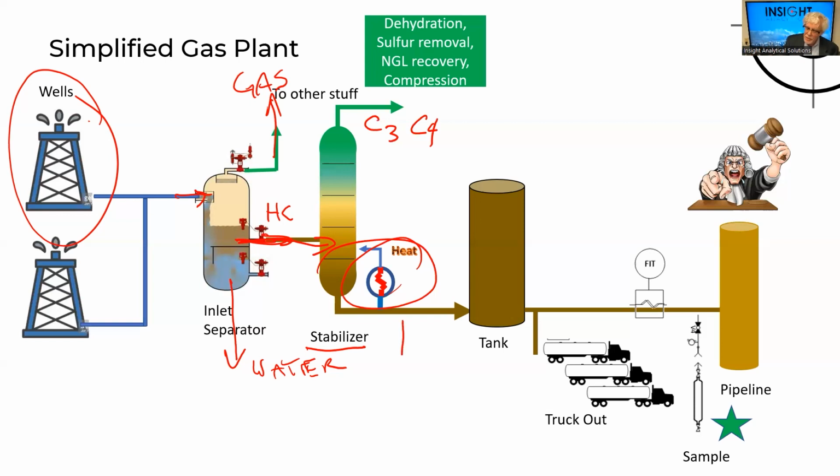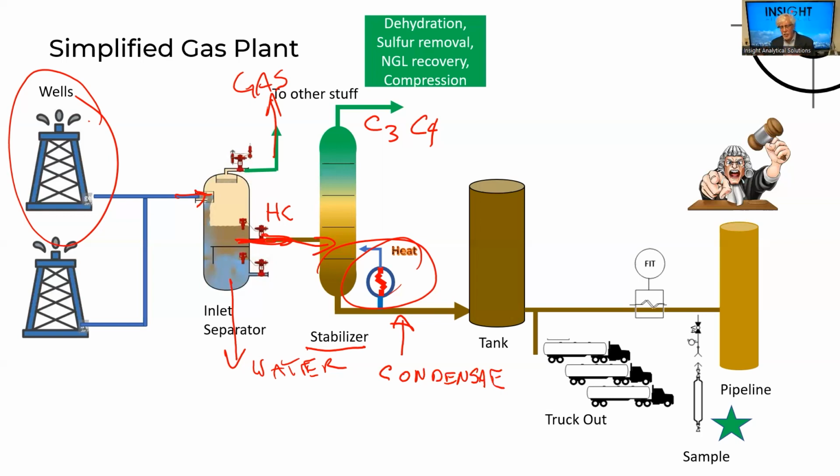The liquid that's coming out of the bottom here is often referred to as stabilized condensate, and it's a pretty high value product. Condensate trades for about the price of a crude oil, like WTI crude. So it's a high value product that's made at the plant.